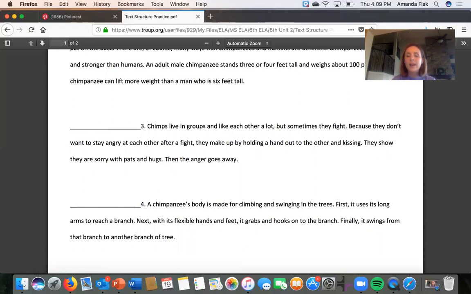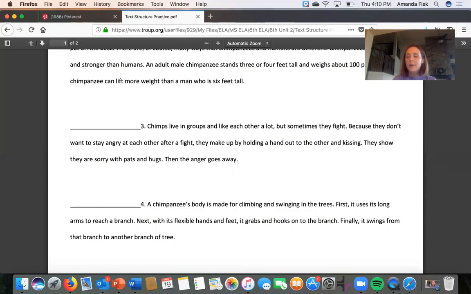So here we notice that they're fighting, but they don't want to stay angry. So they hold out their hand and they kiss. They show that they're sorry with pats and hugs, and then they're not angry anymore. So ask yourself, is this something that is going in order? Like with dates or first, second, third? No. So we know that this cannot be sequence. Ask yourself, are they comparing two things? Are they giving me reasons that something is alike or how it's different? No. So it cannot be compare or contrast.